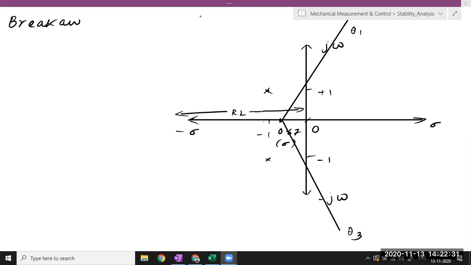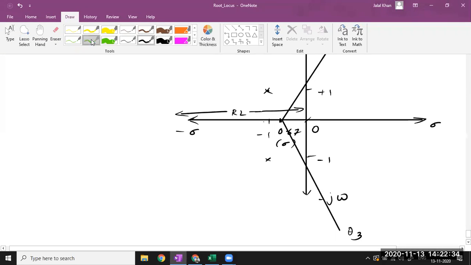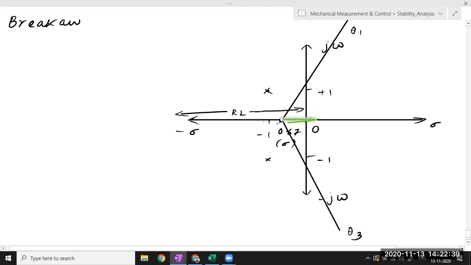And if I extend, I'll just take a different color for you. This line will be theta 2. We need to find the breakaway point. To find the breakaway point, I already told you. What do we need to do? We need to solve the characteristic equation. Equate the characteristic equation to 0.